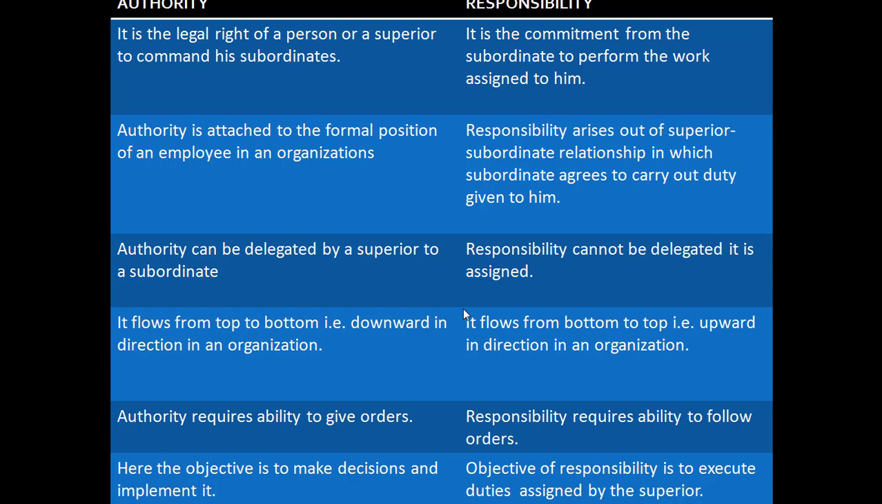And responsibility flows from bottom to top. That is, the subordinates will be more responsible. They have got more responsibility to do the work. That is why it's written it flows from bottom to top.